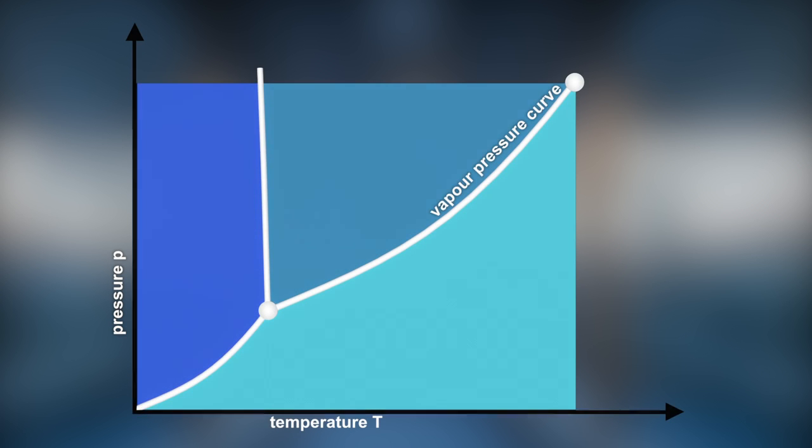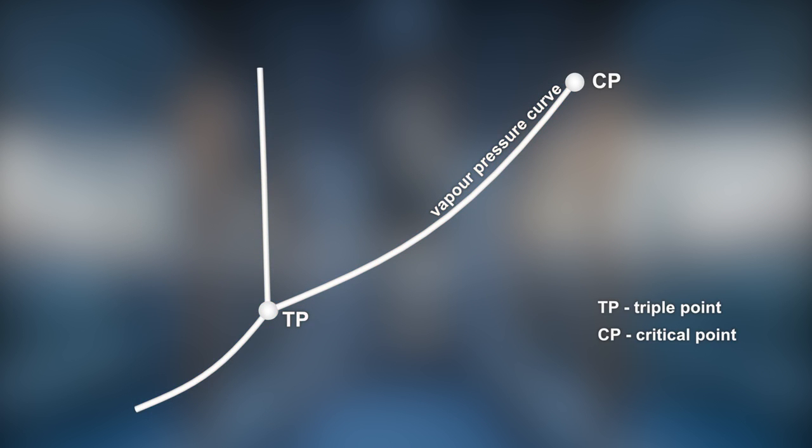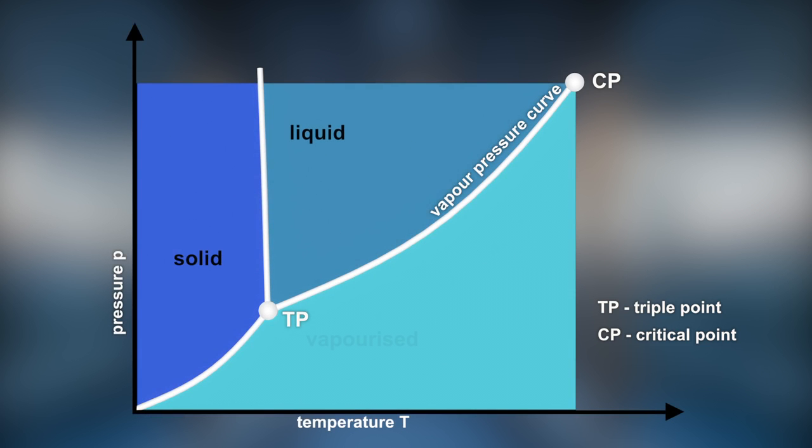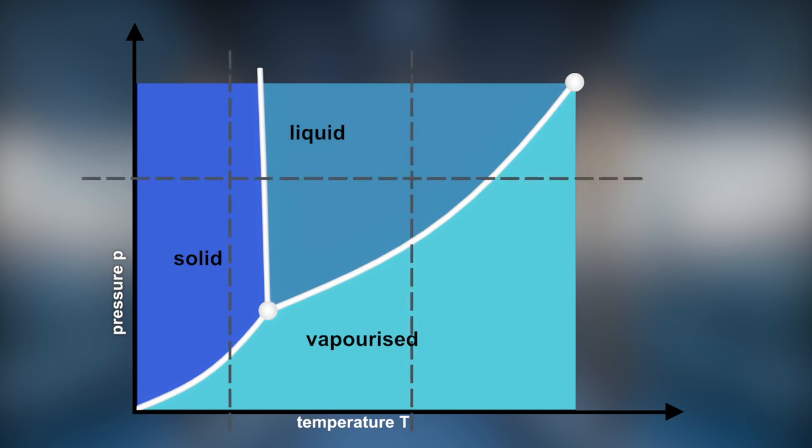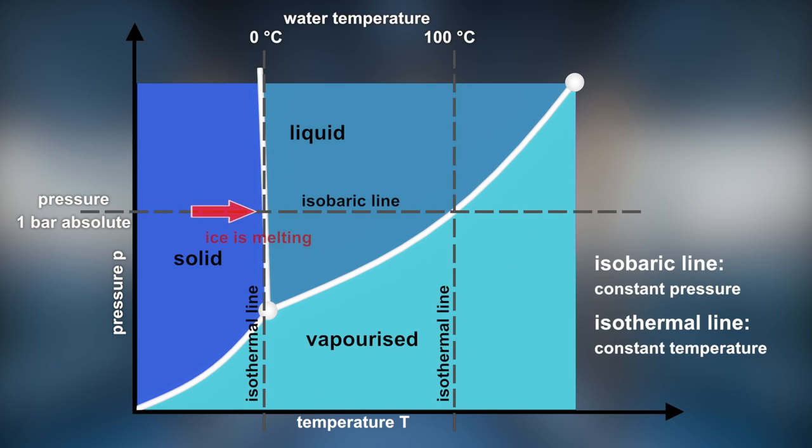The vapor pressure curve is part of a phase diagram. It indicates at which pressures and temperatures water evaporates from liquid to vapor or condenses from vapor to liquid. At a constant pressure of 1 bar absolute, water in its solid state, which is ice, melts to liquid water at a temperature of 0 degrees Celsius. Keeping the pressure constant at 1 bar absolute, liquid water evaporates when the temperature is increased above 100 degrees Celsius.